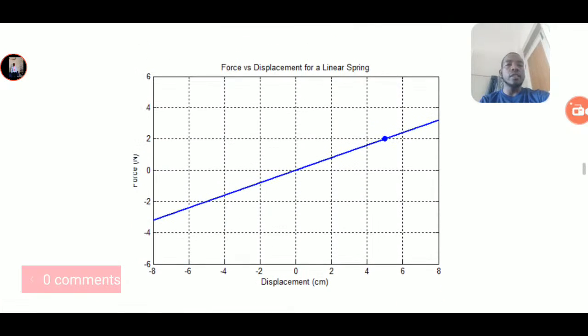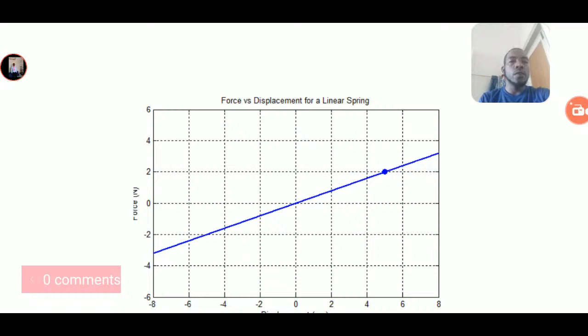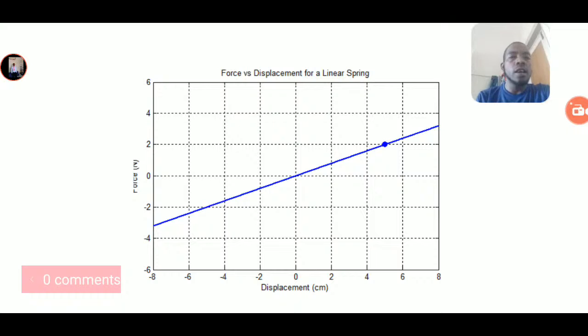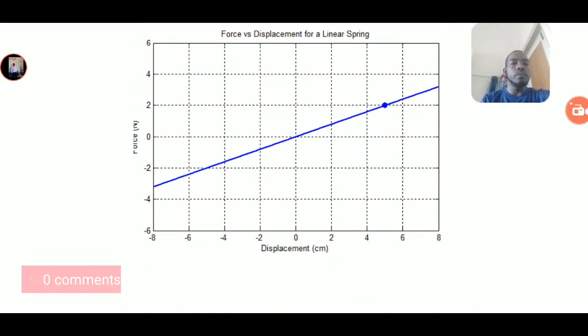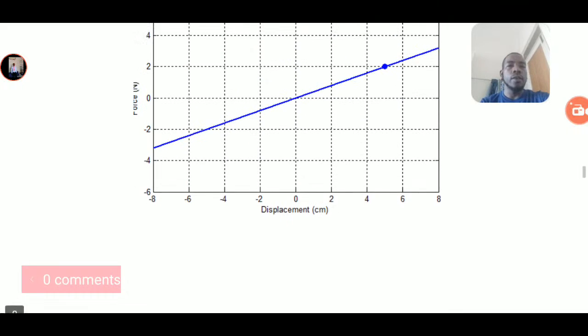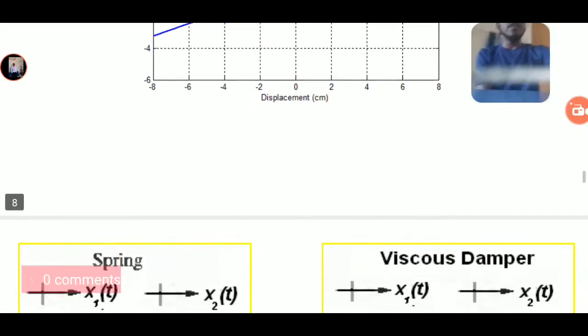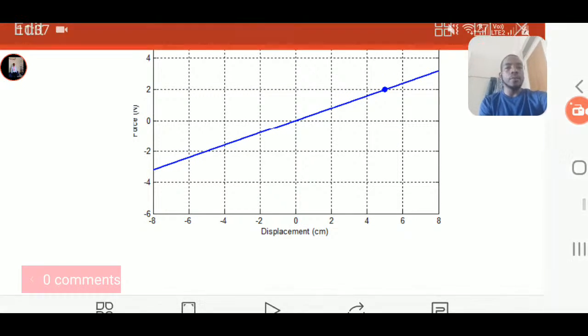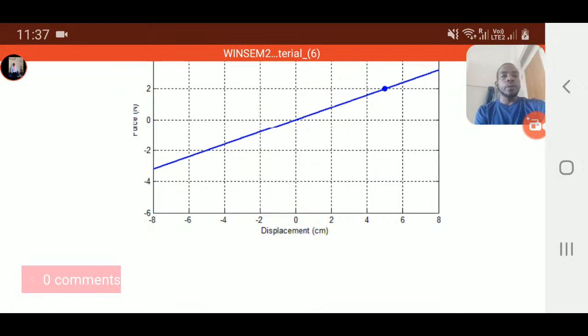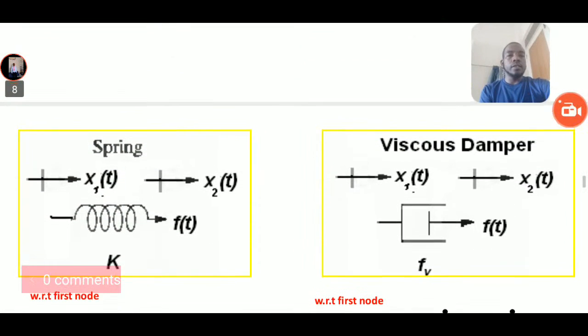The other thing is the diagram of force versus displacement for a linear spring. The horizontal axis is displacement and the vertical axis is the force, because displacement should be on the x-axis and the force on the y-axis. The diagram looks like this because it is linear. If it is linear, the line is a straight line, a linear relationship. This is the spring.